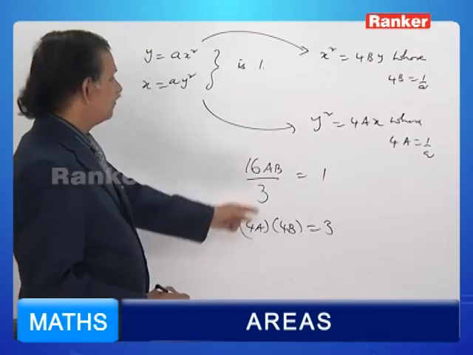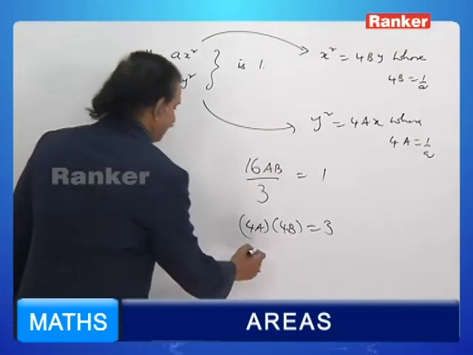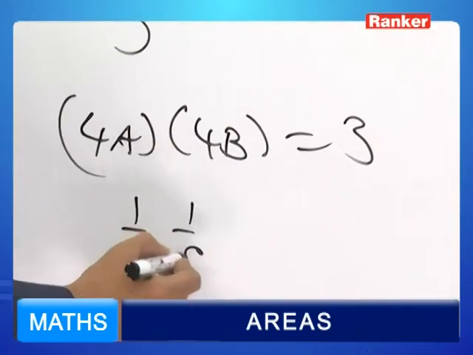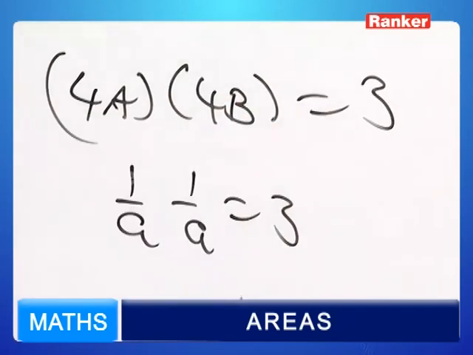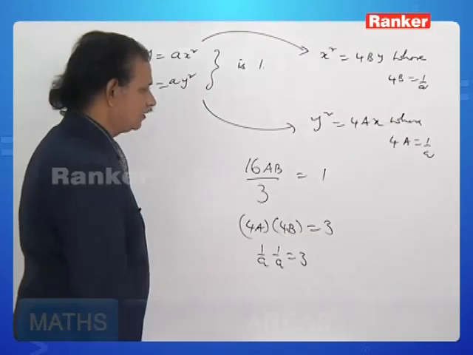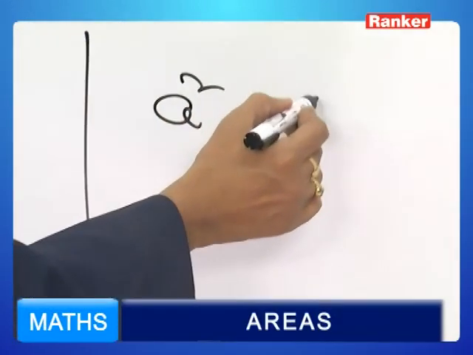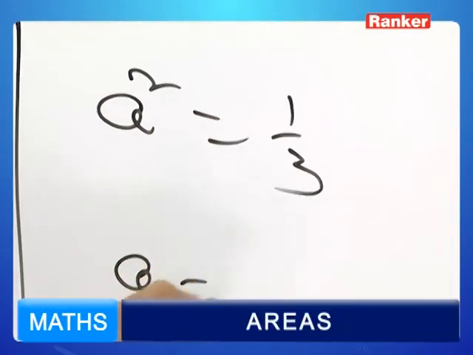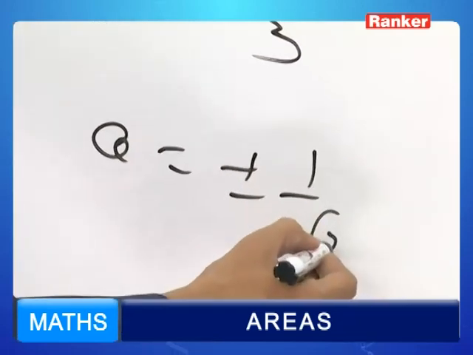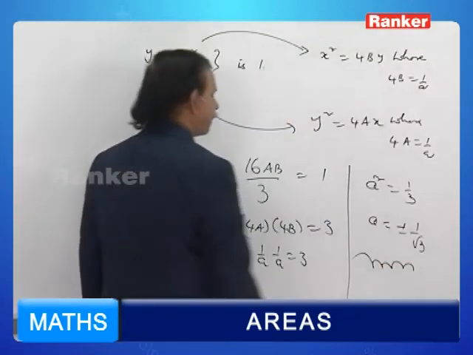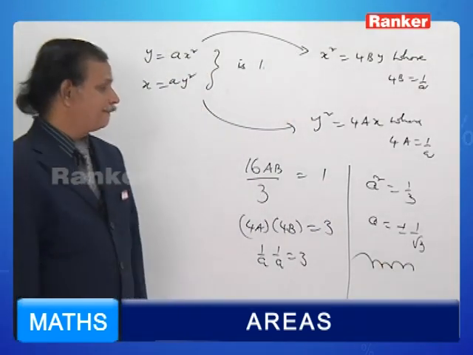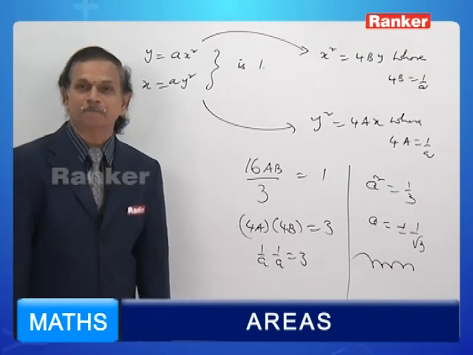But you see, what is 4a? 1 by a. 1 by a into 1 by a is equal to 3. So a square is equal to 1 by 3. Hence a is equal to plus or minus 1 by root 3. What is the value of a? Plus or minus 1 by root 3.